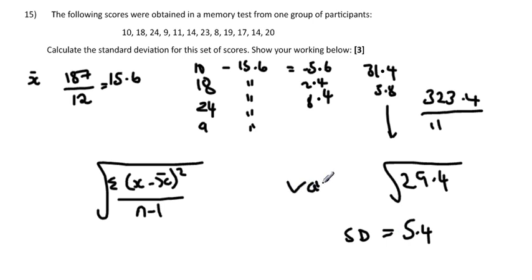So that's your variance. So if you got asked to calculate variance, you would do that without the square root. And if you square root it, you get 5.4. So that was the answer.